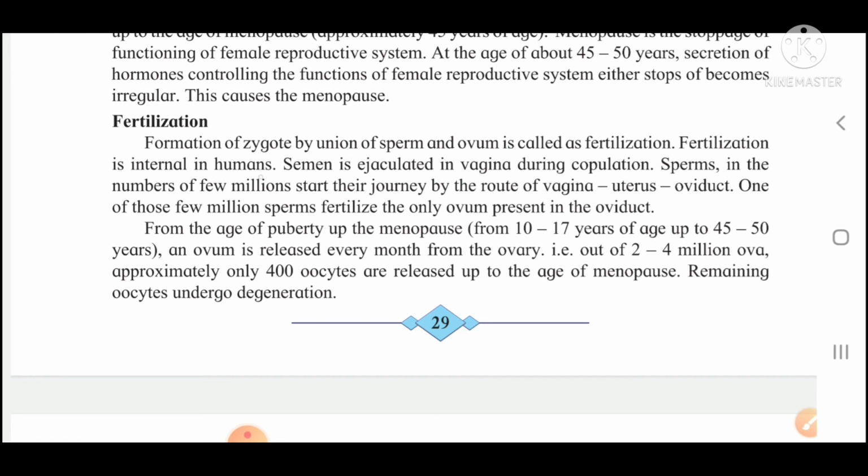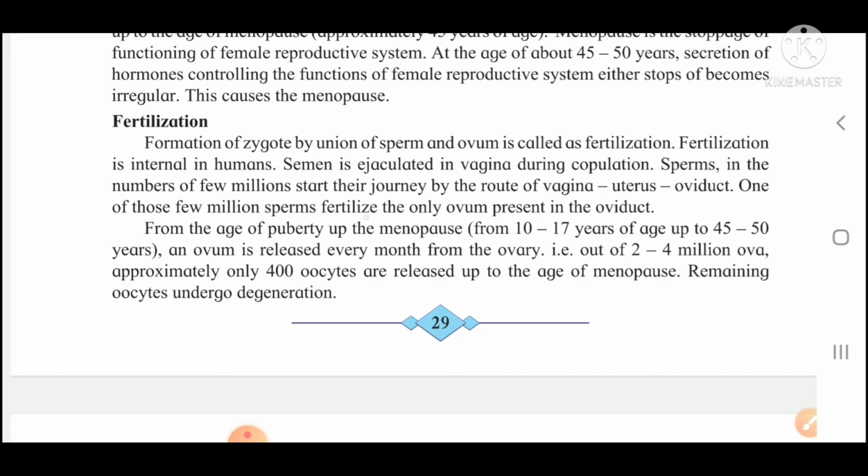Sperms, in the number of a few million, start their journey through the vagina, and then travel through the vagina, uterus and oviduct. One of those few million sperms fertilizes the only ovum present in the oviduct. Lots of sperm travel in the female vagina, but only the sperm which travels first and reaches the oviduct is taken by the oviduct, and the rest of the sperms are rejected.